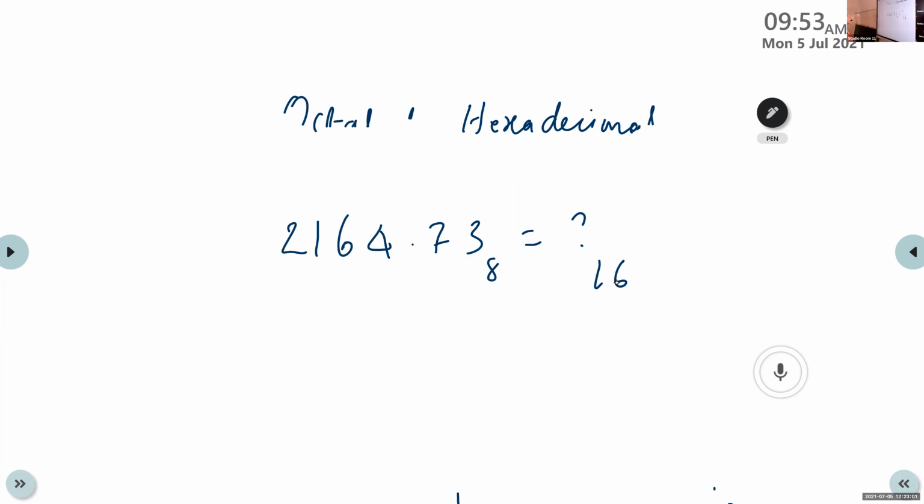Naveen and Roshan, you got the complete 4-bit table? I didn't write. What, Naveen? It's not clear. I didn't write a 4-bit table. Okay, okay.